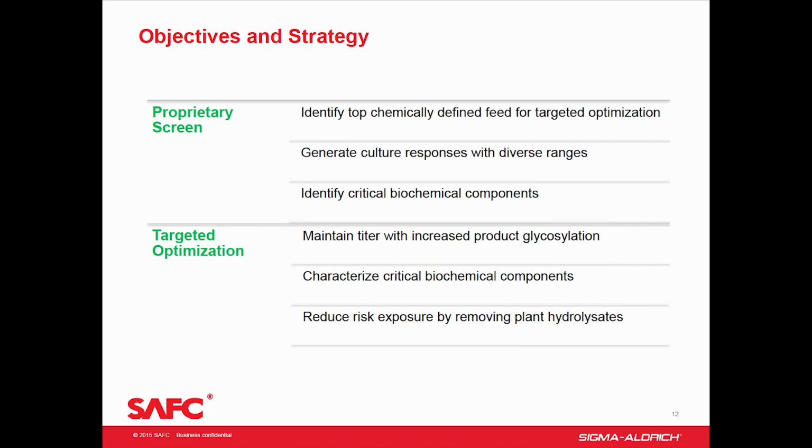The objectives and strategy of this: we did a proprietary screen, identify top chemically defined formulations for targeted optimization, generate culture responses with diverse ranges, identify critical biochemical components within those ranges. The targeted optimization is maintain titer with increasing product glycosylation, and the higher order G2F is what was most interesting here. We also wanted to characterize the critical biochemical components, and reduce risk exposure by removing the plant hydrolysates within this feed and this particular customer's product.